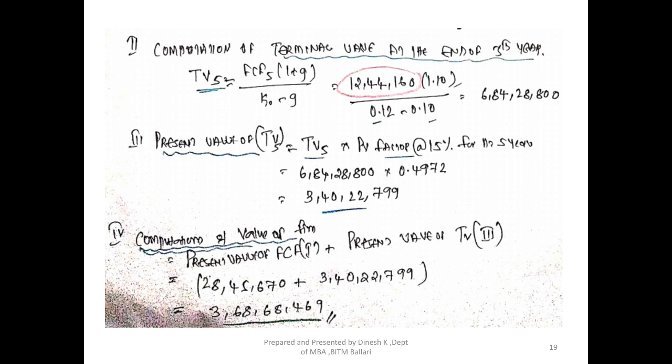So the last step would be the computation of the value of the firm. What is the value of the firm? The value of the firm is nothing but the present value of all the future cash flows plus the present value of the terminal value. So taking these two components, I'll get the value of the firm.